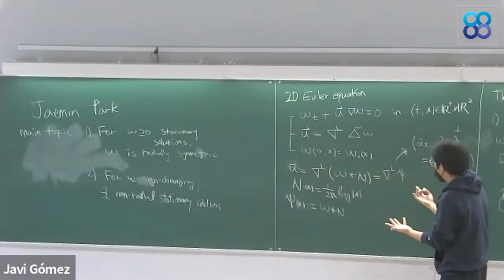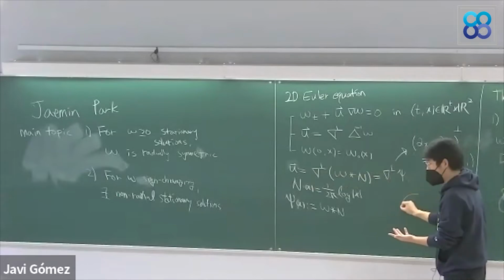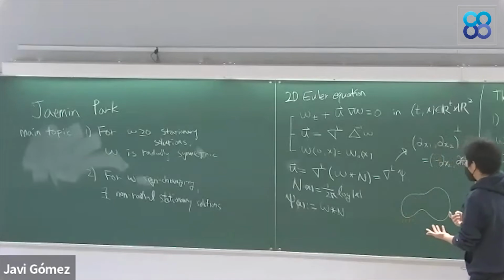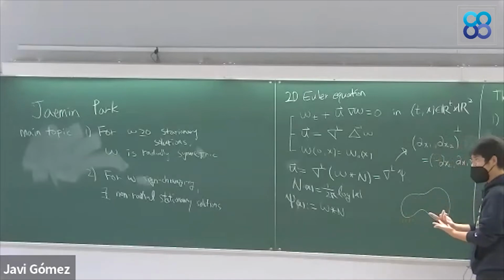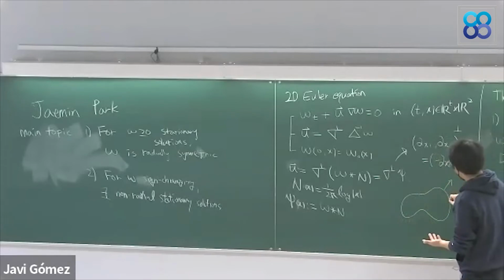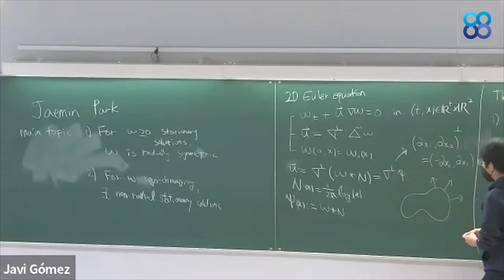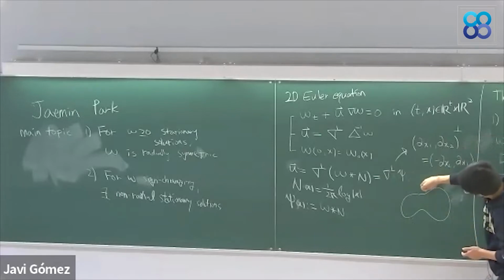So let's imagine the level sets of the stream function. And then we know that the gradient is just a vector that is perpendicular to the level set. So the gradient is going to be something like this, right? And then we take the perpendicular, we take the rotation. So the velocity vector is always tangent to the level set of the stream function.